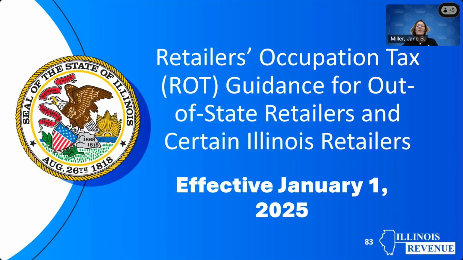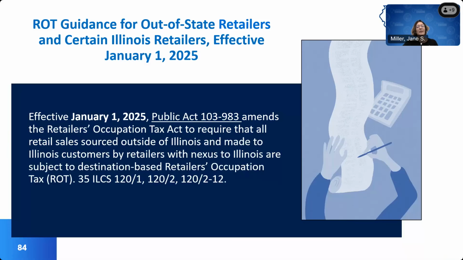Next, we're going to talk about the retailer's occupation tax guidance for out-of-state retailers and certain Illinois retailers. This was effective January 1st of 2025, so this has been in effect for this year. Effective January 1st, 2025, Public Act 103-983 amends the Retailer's Occupation Tax Act to require that all retail sales sourced outside of Illinois and made to Illinois customers by retailers with nexus to Illinois are subject to destination-based retailer's occupation tax.